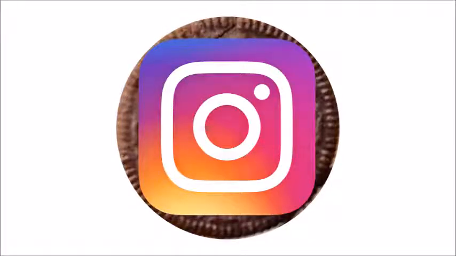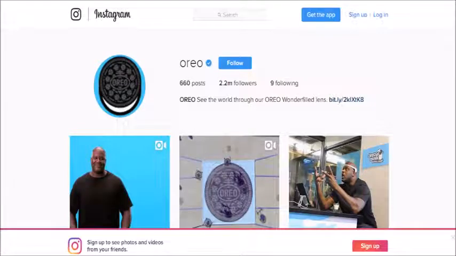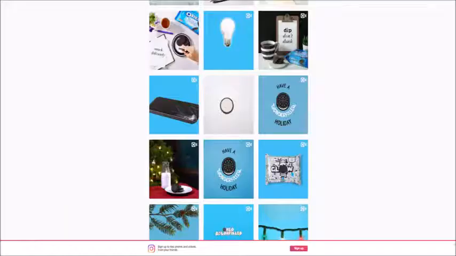Next, let's move on to their Instagram, which has a whopping 2.2 million followers and over 660 posts. While looking through these posts, you can tell that it is not used as much as other platforms, and it isn't used to engage with the followers directly.